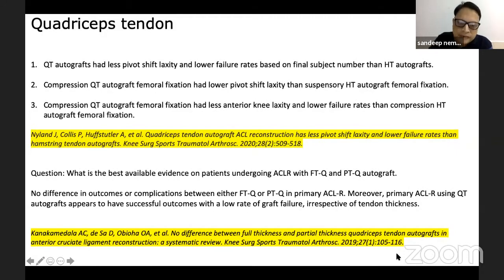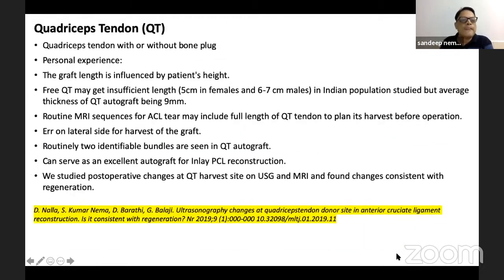Then what is the best available evidence on patients undergoing ACLR with partial thickness and full thickness quadriceps tendon autograft? Because with the quadriceps tendon, in our experience, you'll uniformly get a diameter of more than 8. So one has an option of harvesting the graft as either full thickness or partial thickness. There is no difference in outcomes or complications between partial thickness and full thickness quadriceps tendon in primary ACLR. Moreover, primary ACLR using quadriceps tendon autograft appears to have a successful outcome with a low rate of graft failure, irrespective of tendon thickness.